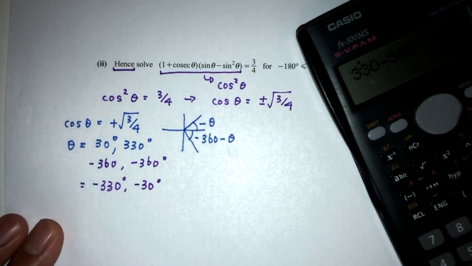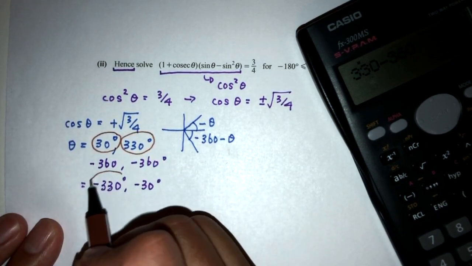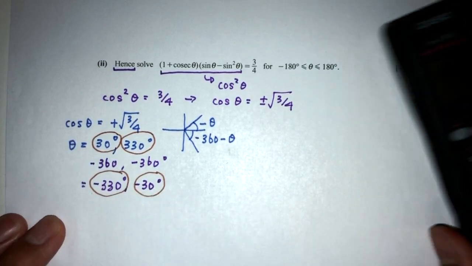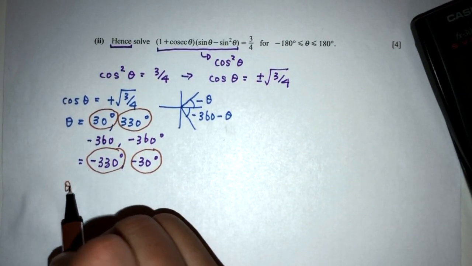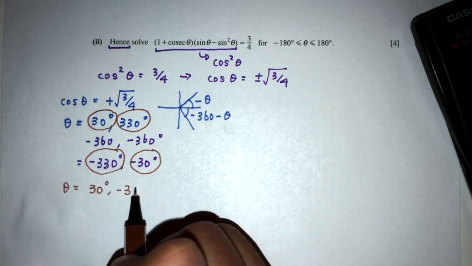As you can see, from these answers, from this, and this, we have two solutions. That will be theta can be 30 degrees, can be minus 30 degrees.